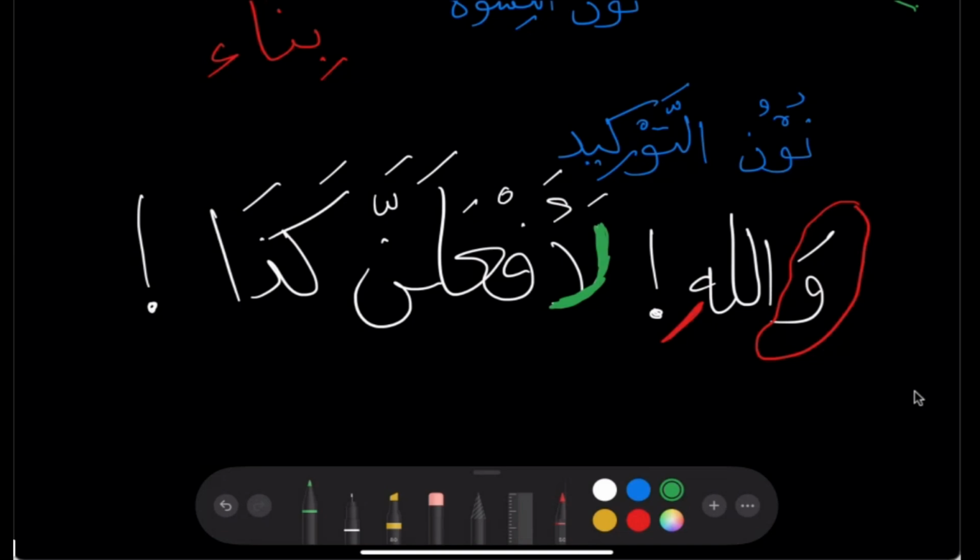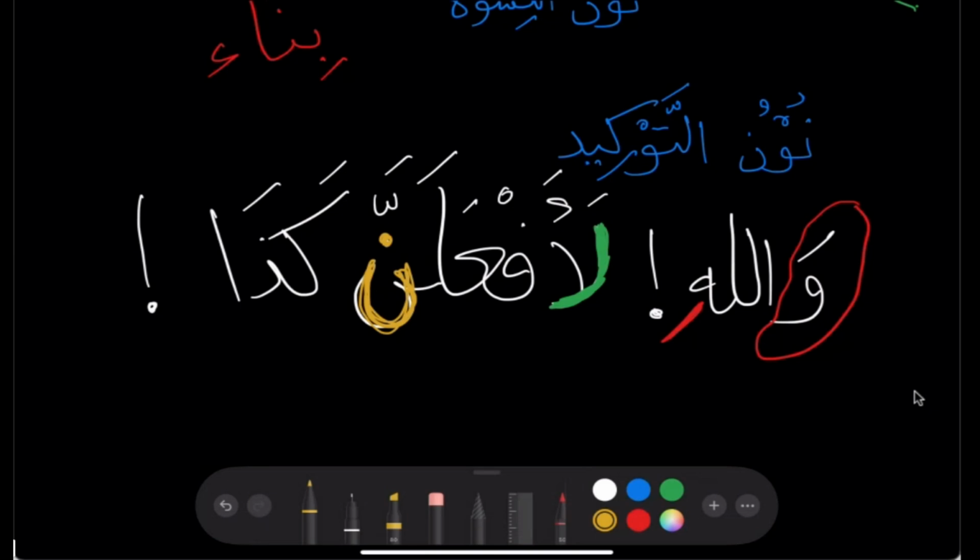So that lam falls in response to a swear. So here's your verb. Af'al, I do. So then what's this noon here? Because the end of the verb is the lam. This noon here is noonu tawkid. It's the noon of emphasis.